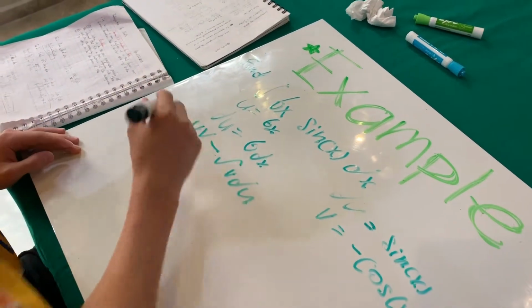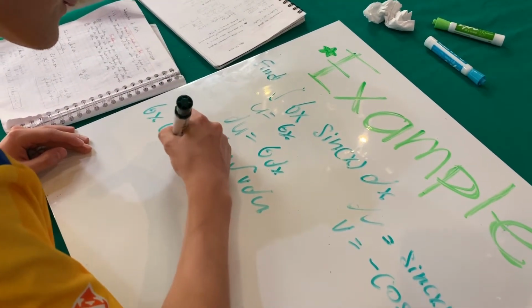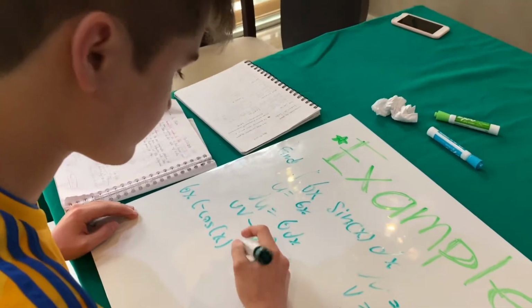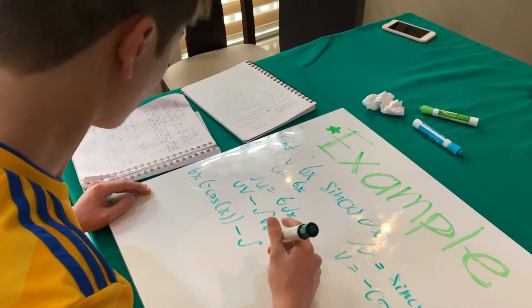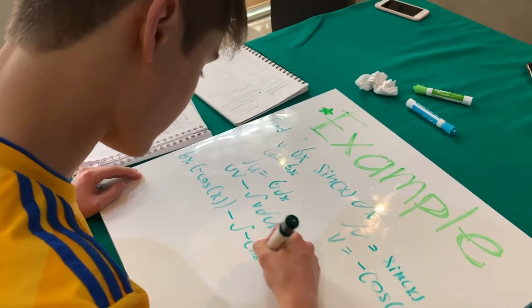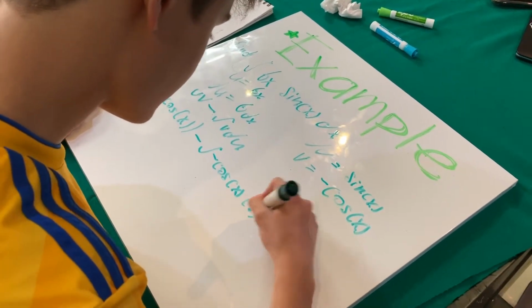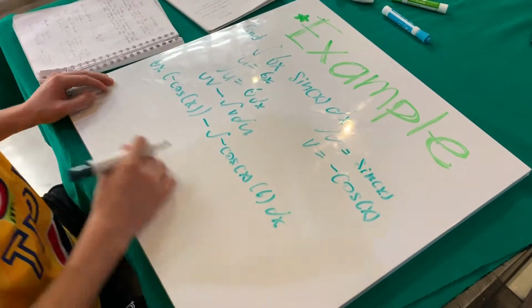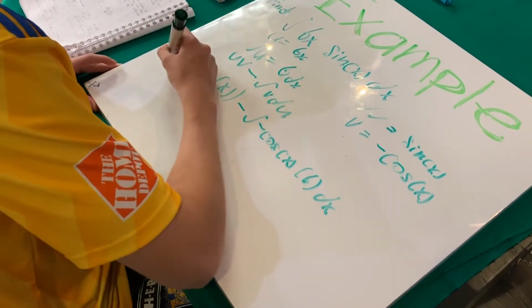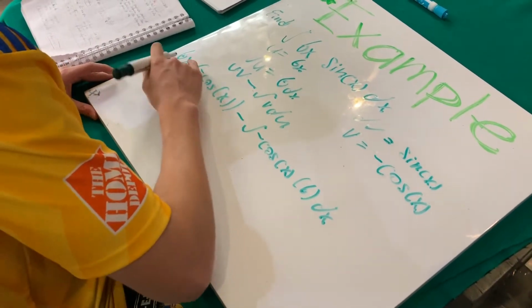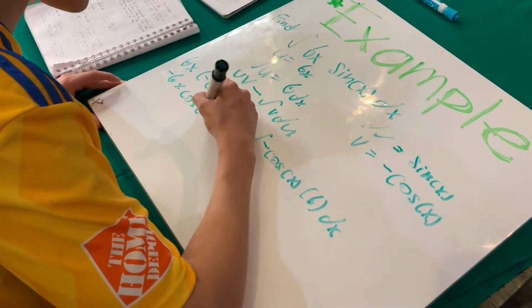We just need to plug in the 6x times negative cosine of x, minus the integral of, again, negative cosine times 6 dx. So now we can multiply these factors, cosine of x.